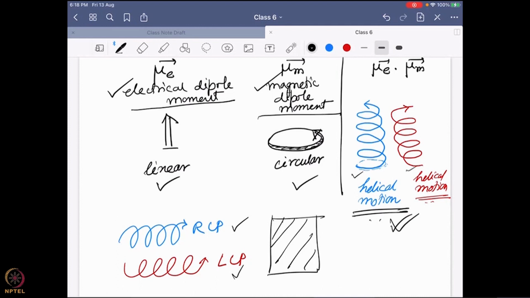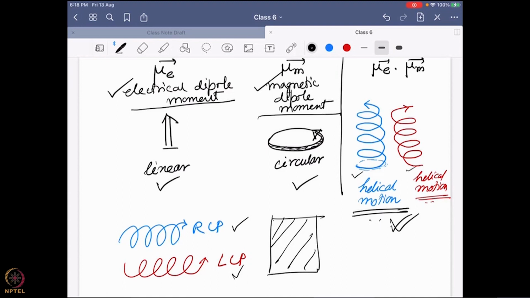Any questions up to here before we go further? Like why a molecule is showing optical activity, the physical origin of a molecule actually having those motions. So far we know that it has to have an electrical dipole and magnetic dipole moment allowed transition. Only then it can have this optical activity.